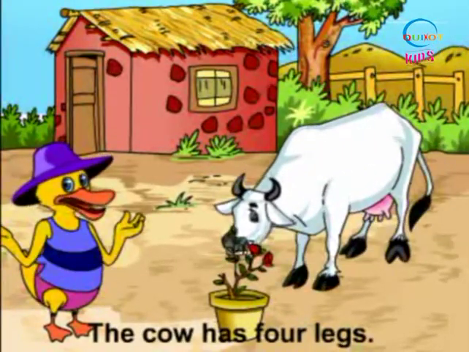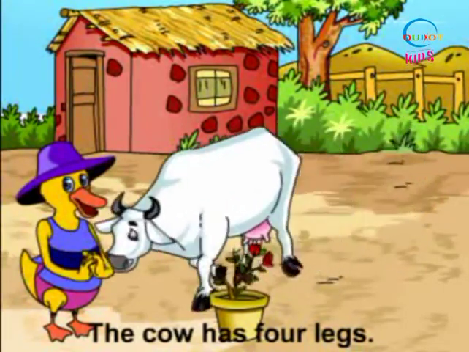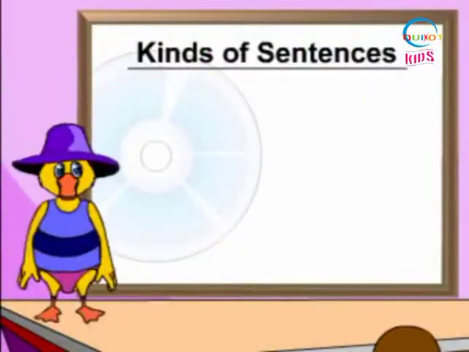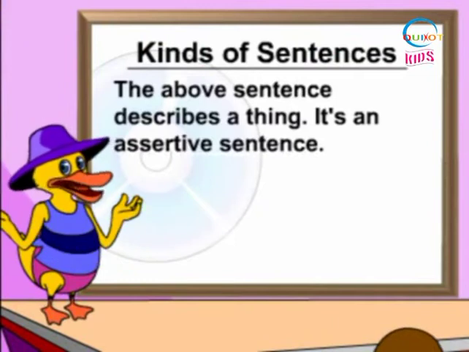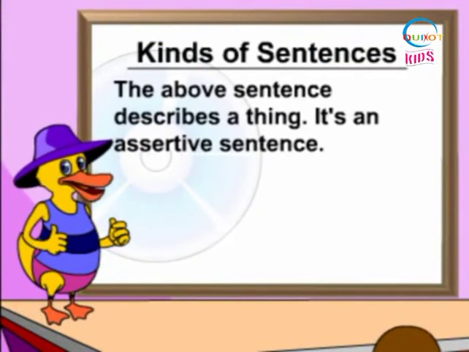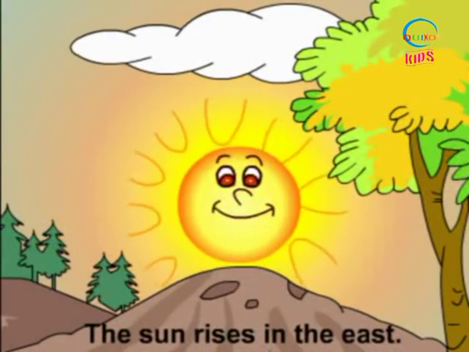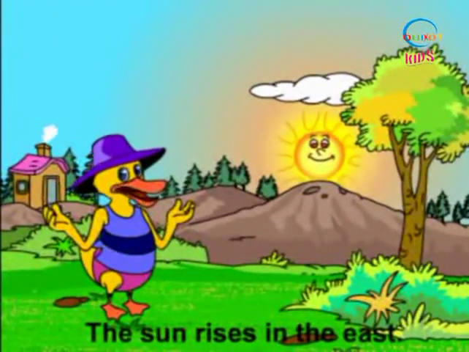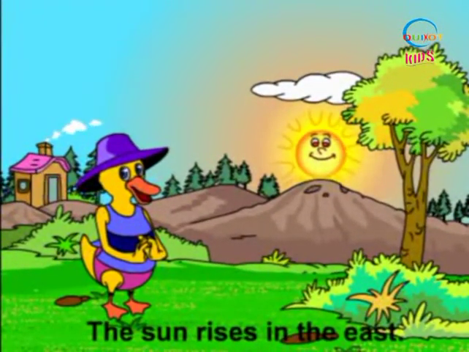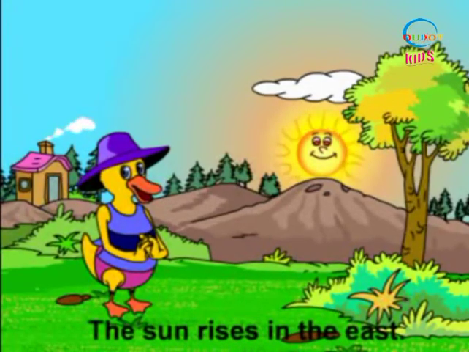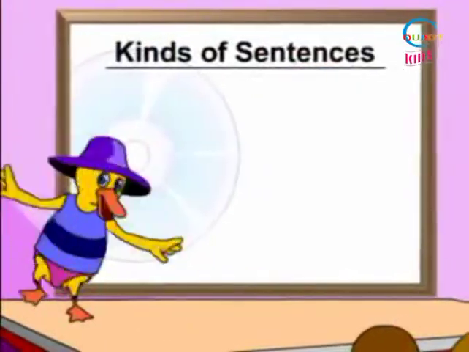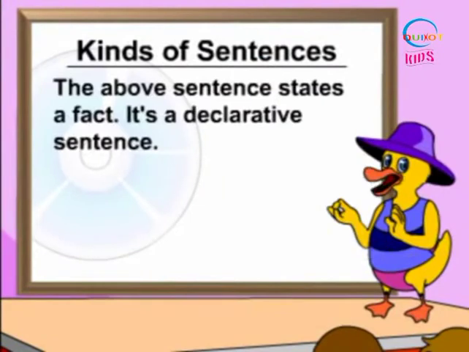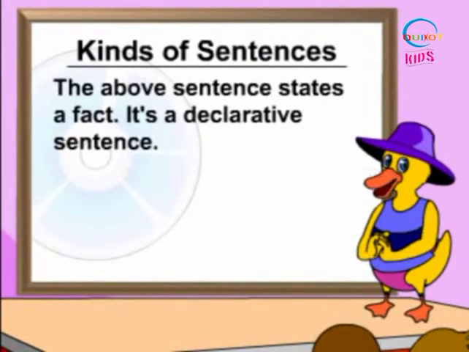The cow has 4 legs. The above sentence describes a thing. It's an assertive sentence. The sun rises in the east. The above sentence states a fact. It's a declarative sentence.